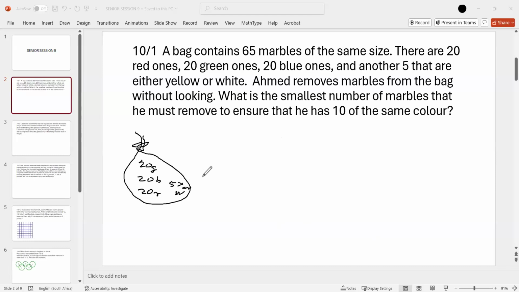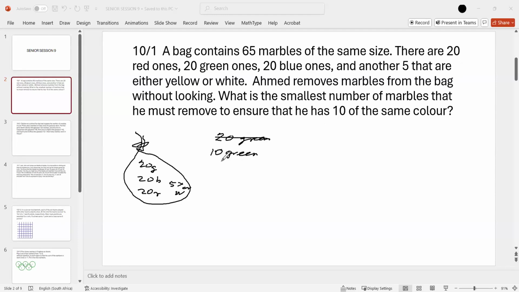Okay, so he just keeps removing marbles from this bag. What is the smallest number of marbles that he must remove to ensure that he has 10 of the same color? Well, it's quite possible he can, by some chance, pick up all greens. In which case, maybe 10 greens. His first 10 choices are all greens. That means he has removed 10 marbles. And you might feel that this is the smallest number, 10.